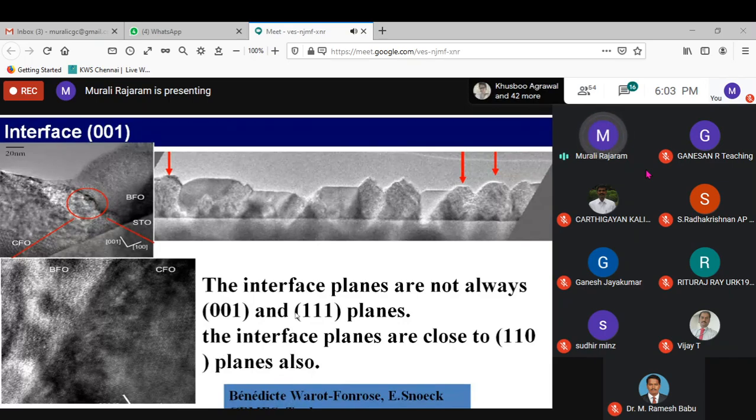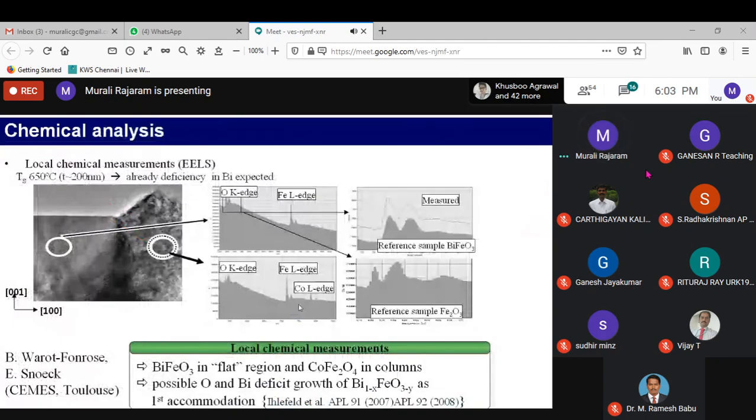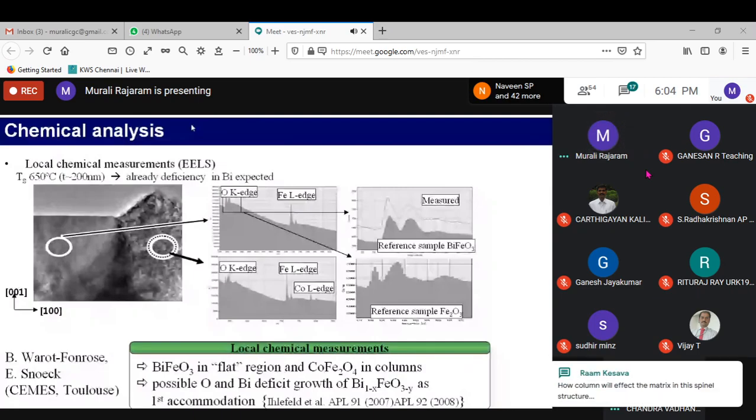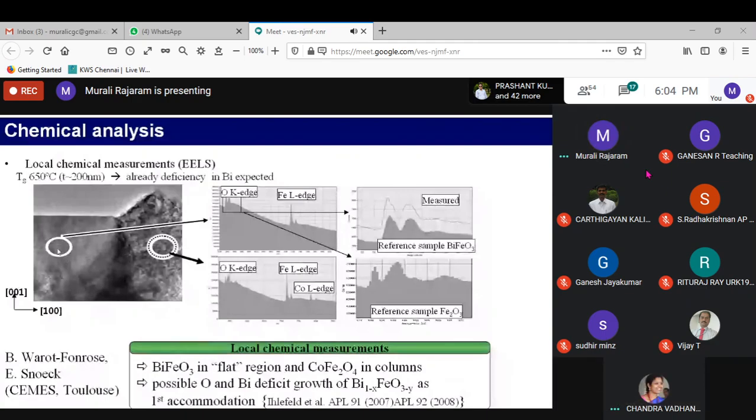Okay, so this is the EELS, electron energy loss spectroscopy. Similar to EDX on SEM, on TEM you can do EELS. So you can measure the chemical compositions. You can select the matrix region, and then you can see the chemical composition. You can see the bismuth ferrite and cobalt ferrite. There is no intermixing.